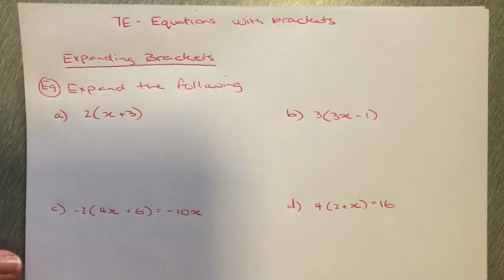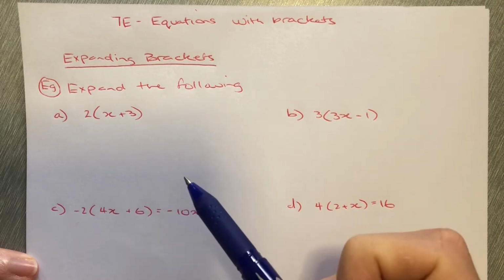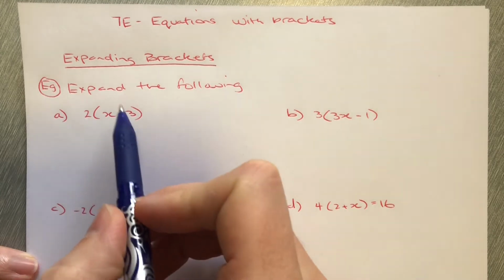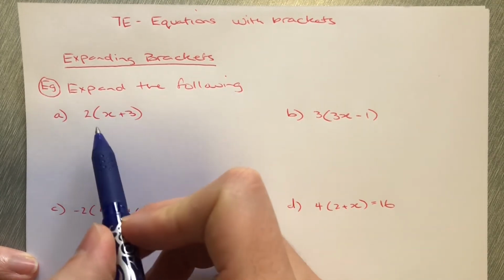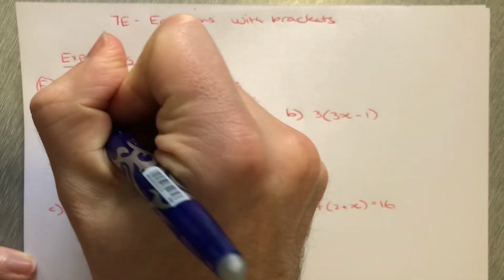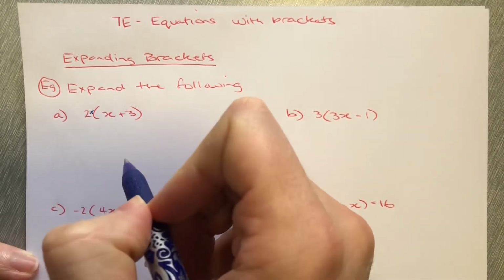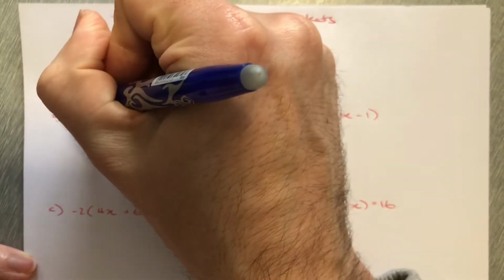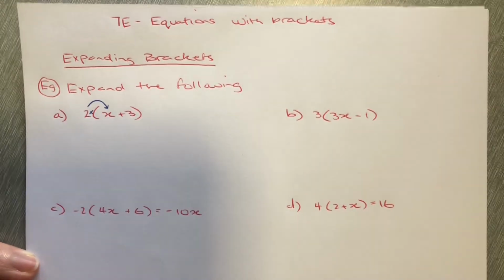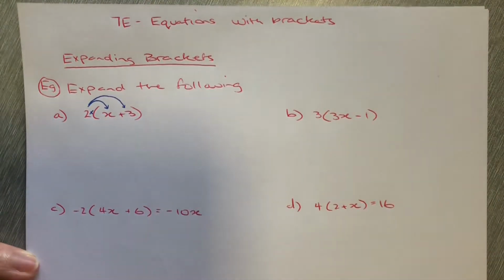Alright, so let's look at A to start with, and we've been asked to just expand the following. So we've been asked to expand the brackets. With this question, you notice that we have a 2 at the front and a set of brackets with a couple of different things inside it. You might remember that there's a little invisible times here. This 2 is timesing both of the things inside, so we need to do 2 times the x, I'll do a little arrow there to show that, and we need to do 2 times the 3 as well, so I'll do another little arrow there.